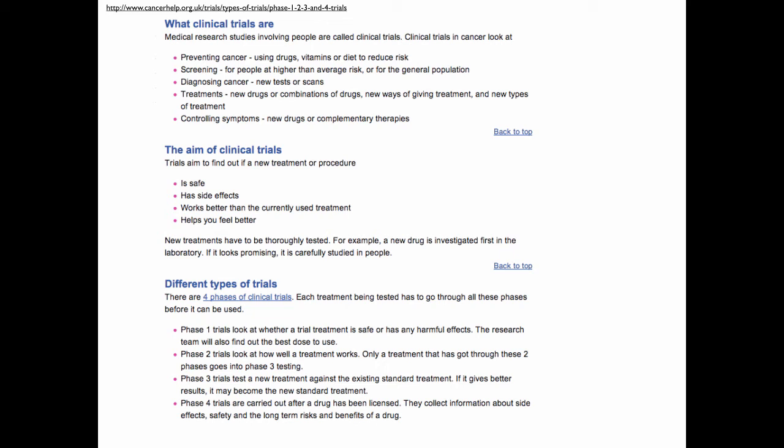A phase 2 trial will look at how well a treatment works. Only a treatment that has got through these 2 phases goes into phase 3 testing. Phase 3 trials will test a new treatment against the existing standard treatment. If it gives better results, it may become the new standard of treatment. And then phase 4 trials are the only trials that are carried out after a drug has been approved. Here they collect information about side effects, safety, and the long-term risks and benefits of a drug.